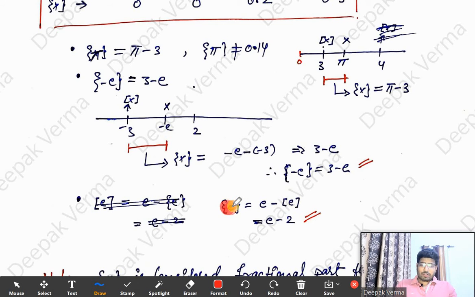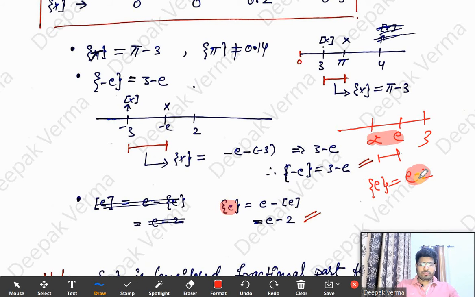And the fractional part of e is quite simple. Again on the number line, e lies somewhere between 2 and 3. This is the number and its box is this. Then the fractional part of e is what? e minus 2. Got it? This distance is e minus 2. I hope it is clear.